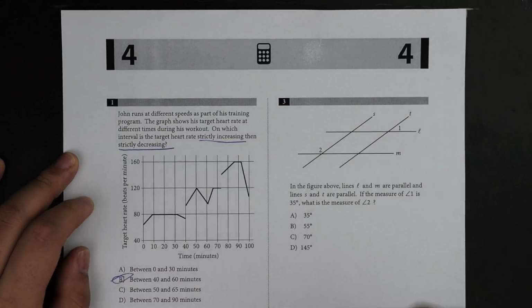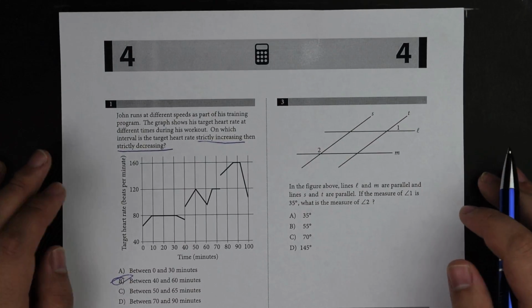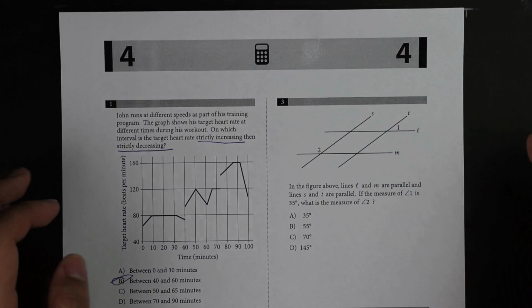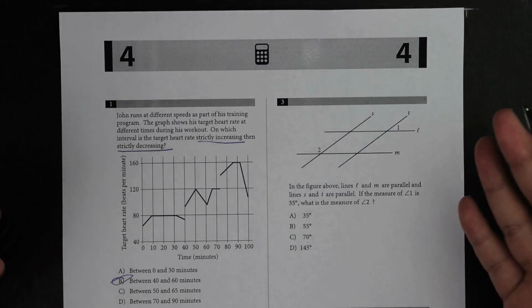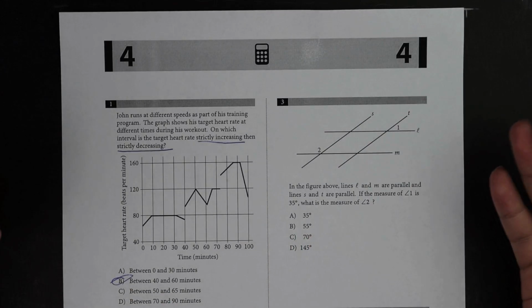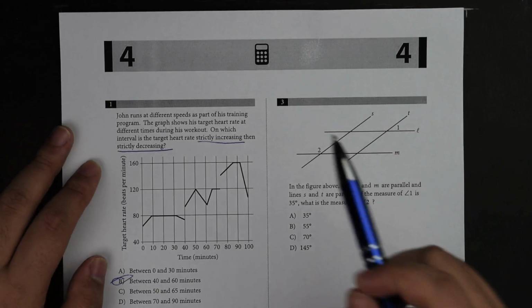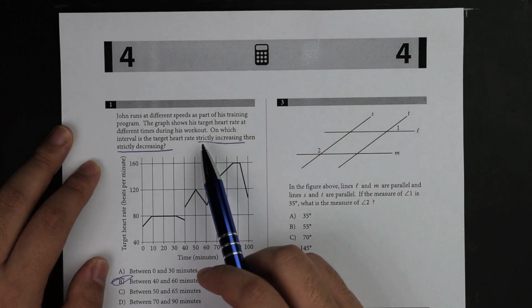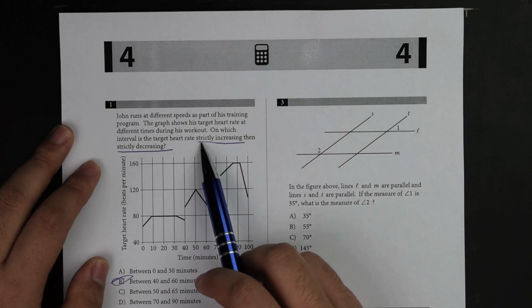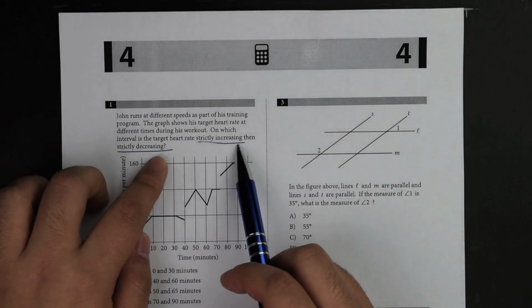Okay. So number 1 is B. For this question, I don't need to do any computations. There's no problem solving, so I don't need another paper. But what I am going to do is explain how I was able to get to the answer. So right here, I specifically underlined that his heart rate has to be strictly increasing then strictly decreasing.